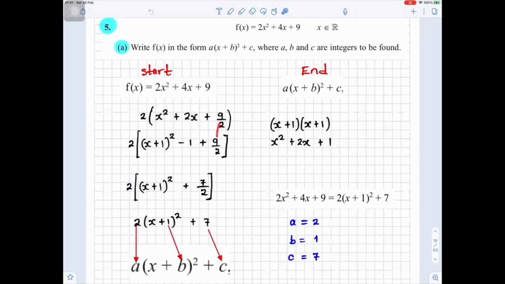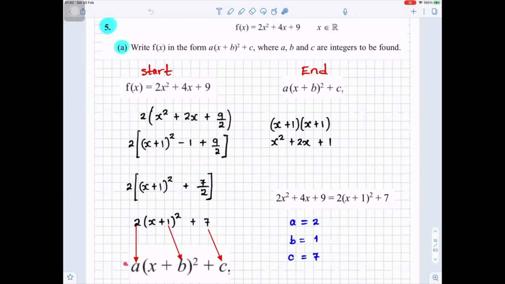And we have the 9 over 2. So we still have our x plus 1 squared. When we remove that 1, the 9 over 2 stays the same. So minus 1 plus 9 over 2 gives you 7 over 2. So for your answer, you remove the bracket: 2 times that is 2 bracket x plus 1 squared, and 2 times 7 over 2 gives you 7.